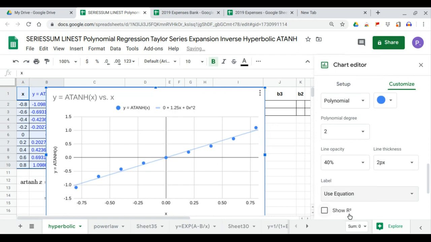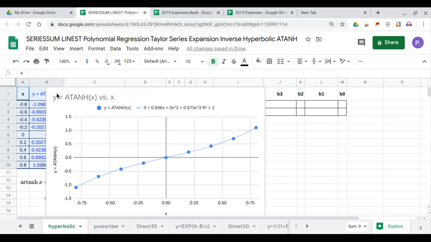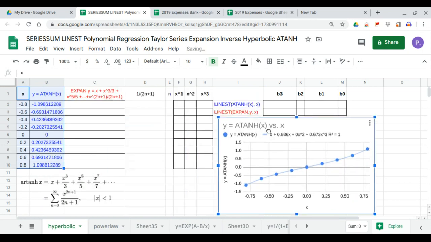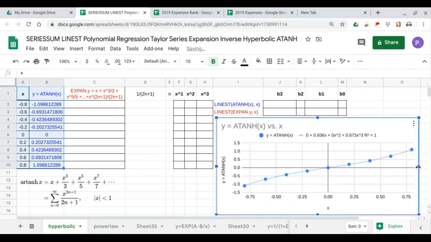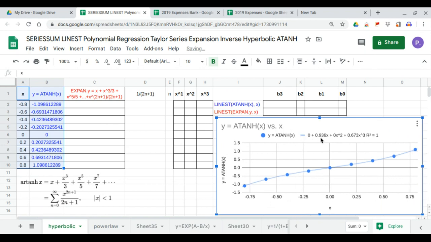And in polynomial, you can improve this by increasing the polynomial degree to 3. And let's see the r squared. Oh, the r squared is a perfect 1. So it's polynomial to the degree 3. So our polynomial equation to regress this dataset, the ATANH dataset, is y equals 0 plus 0.936x plus 0x squared plus 0.673x cubed. The value for B0 is 0, B1 is 0.936, B2 is 0, and B3 is 0.673.